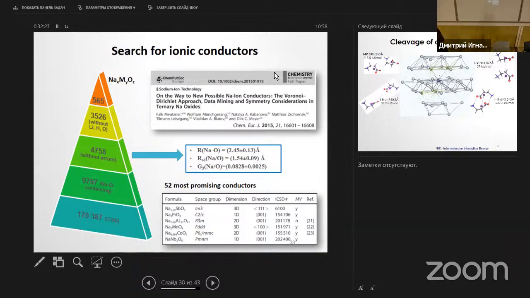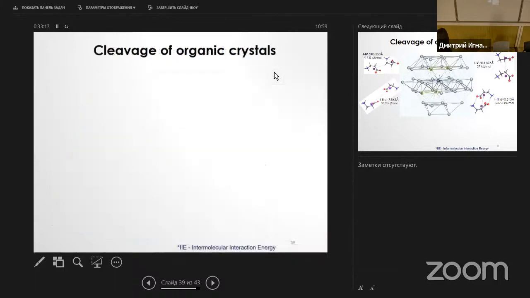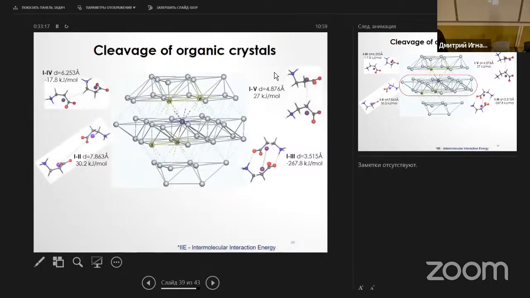From this pyramid, you see that we started from consideration of more than 170,000 entries from the database. Then we step by step processed this data with our methods, and finally we found these 52 most promising conductors. Some of them were already known because the database contained all structures known at that time, but some of them were synthesized really, but nobody checked them for ionic conductivity. And our methods showed that this conductivity can exist, and then for some of them it was proven experimentally.